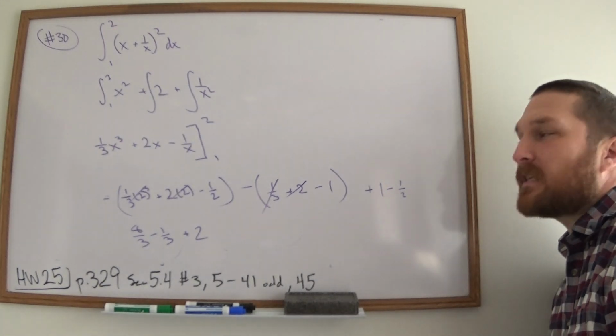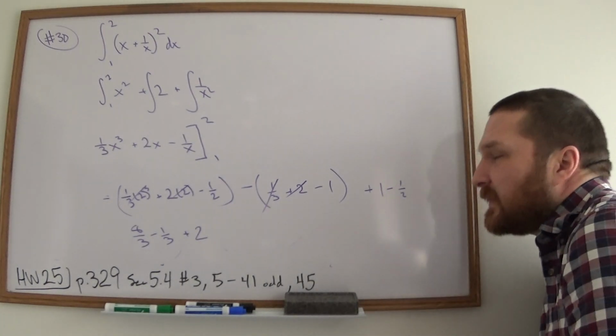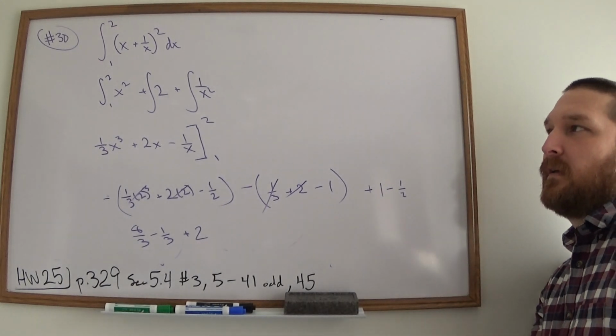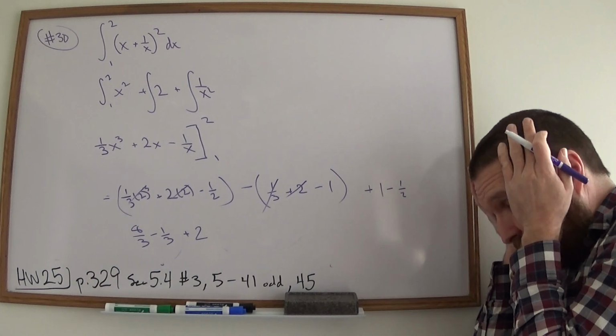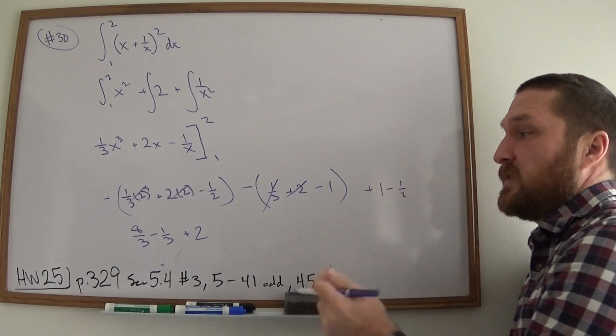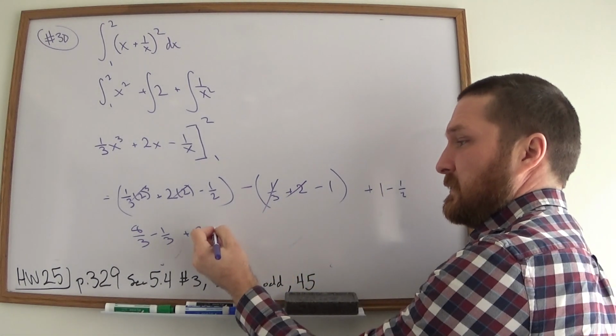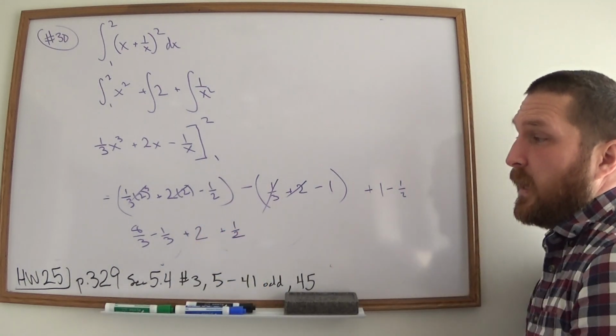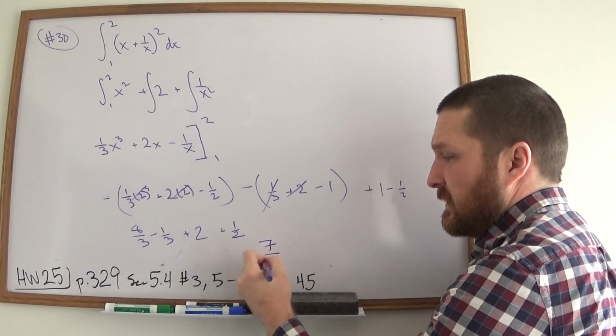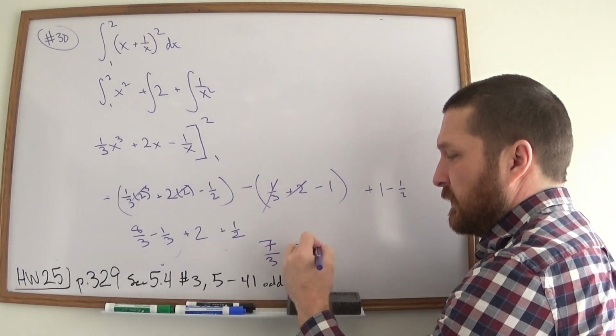Yeah, this is the hard part. The algebra is the hard part of this. I've said this for a long time now. It's funny that the thing that's going to mess you up is stuff like this. So 7/3 plus 2 plus a half.